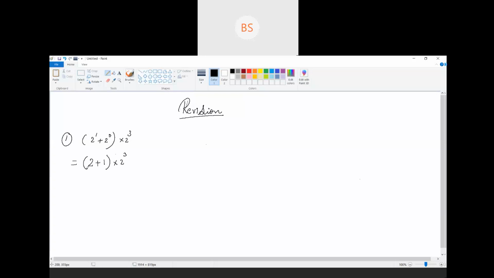Now first we will solve this bracket. Now in the bracket what do we have? 2 plus 1. So how much is 2 plus 1? Three. Yes, 3 into 2 raised to 3. Now for 3 we don't have any power.